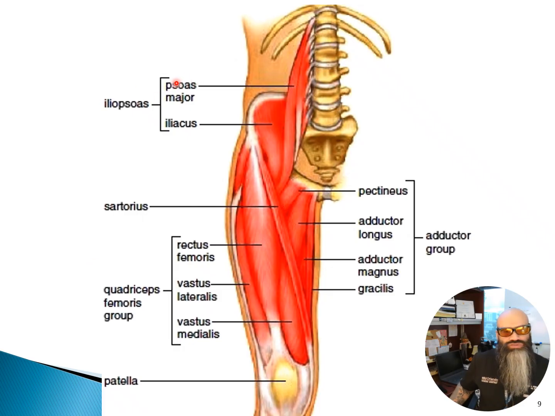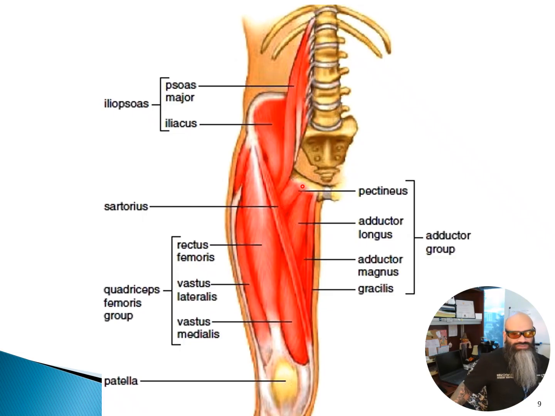We've got your iliopsoas muscle group up here, iliopsoas major, originating from the lumbar vertebrae, inserting to the lesser trochanter, as well as your iliacus, originating from the iliac crest. Sartorius, your long slender muscle, goes from the ASIS origination to the anterior medial tibia. Quadriceps femoris muscle group: you've got your rectus femoris, vastus lateralis laterally, vastus medialis medially. The vastus intermedius is just inferior to the rectus femoris.